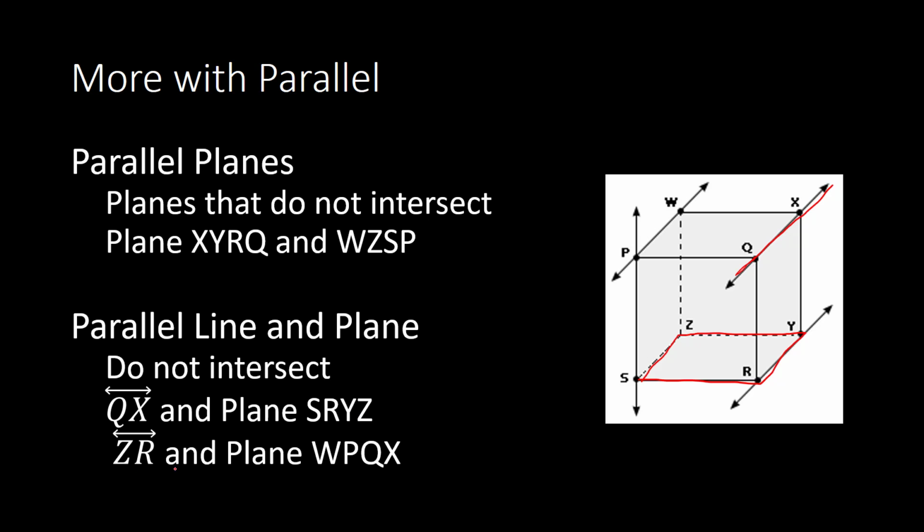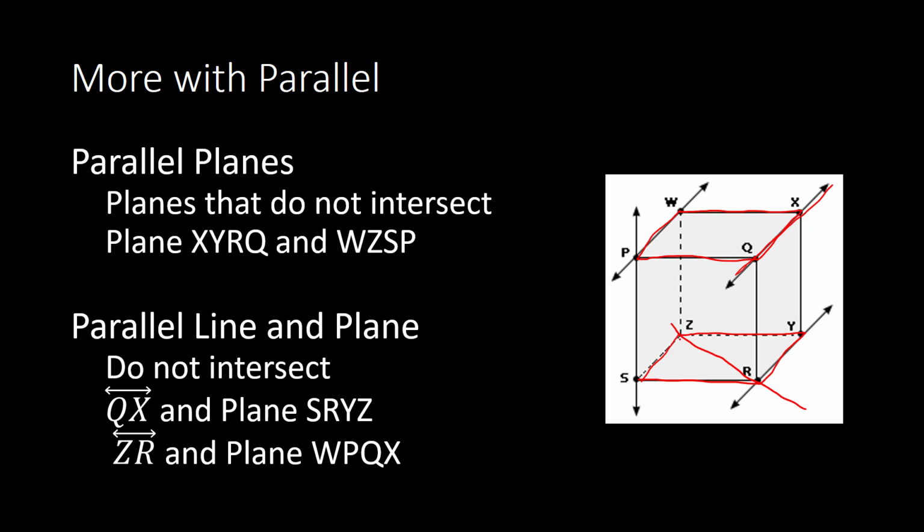And then also ZR and plane WPQX. So ZR, we are connecting the Z and the R, as well as plane WPQX, which would be up here on the top. So once again, these would be parallel because they do not intersect. The plane on the top is the top of the cube, and then the line ZR is on the bottom of the cube, and they would not intersect, so they are parallel.